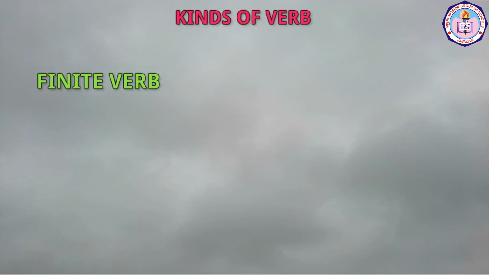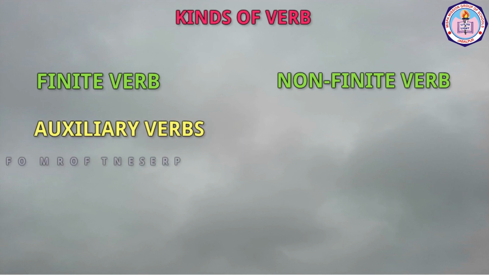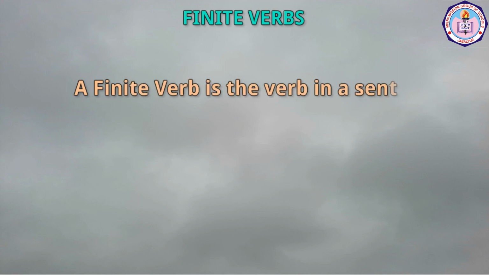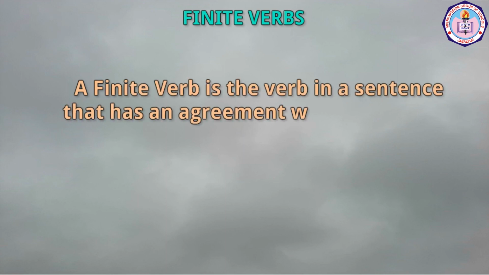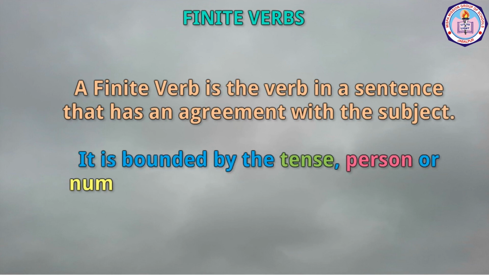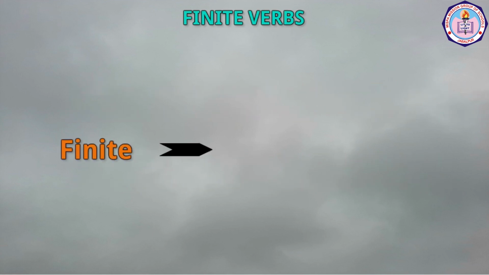Now, let us discuss kinds of verb. There are two kinds of verb, finite verb and non-finite verb. Three kinds of finite verbs are there: auxiliary verbs, present form of verb, past form of verb. Finite verbs. Let us see what finite verbs are. A finite verb is the verb in a sentence that has an agreement with the subject. It is bounded by the tense, person, or number of the subject in the sentence. The word finite means limited.